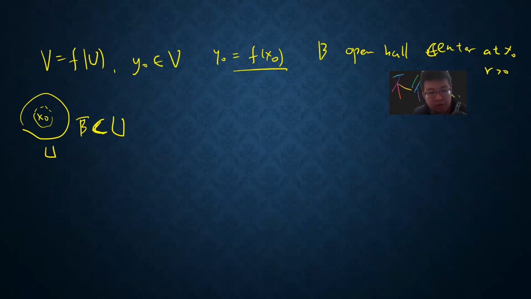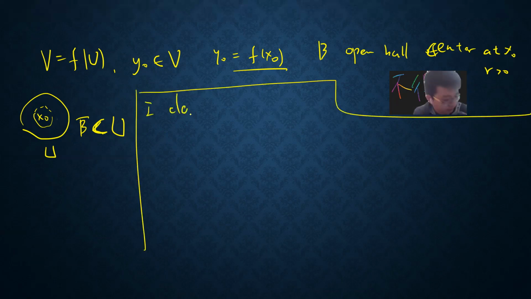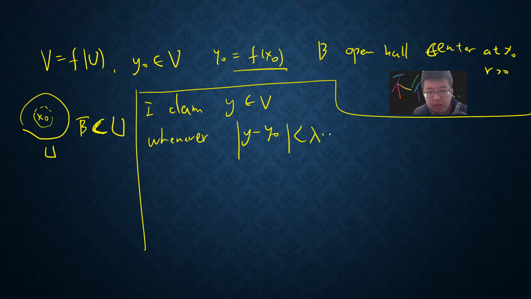Now I choose B bar. I can choose a radius r such that B bar is a subset of U. The key is that I will prove the following claim: y belongs to V whenever the norm of y minus y0 is less than lambda times r, where r is the radius such that B bar is a subset of U. If such an r exists, then this makes y belong to V, which proves that V is open.